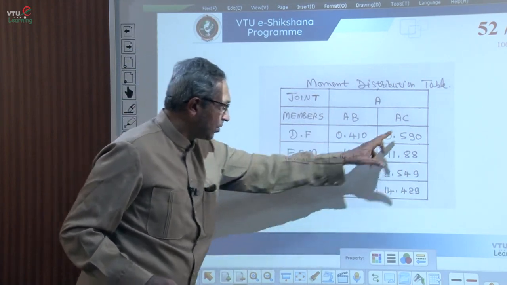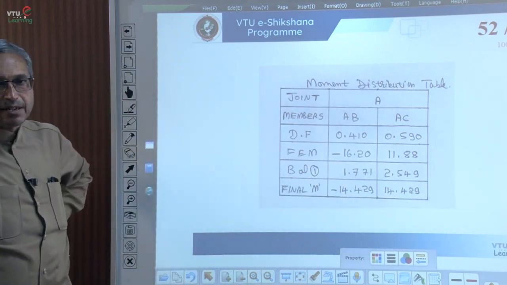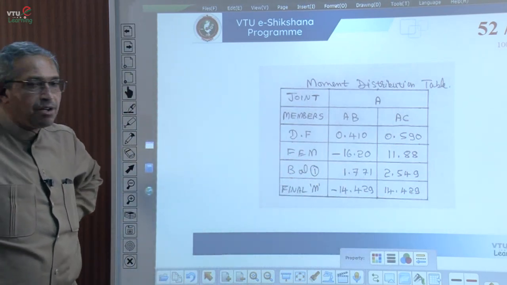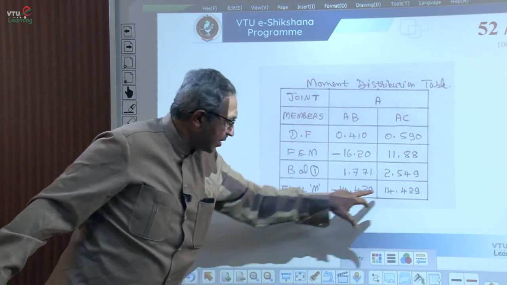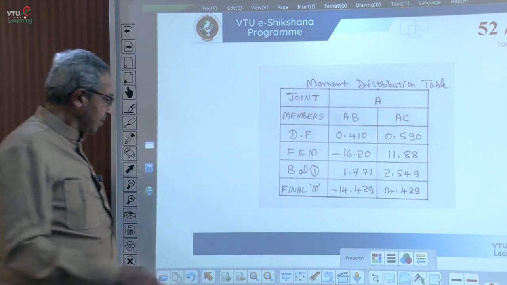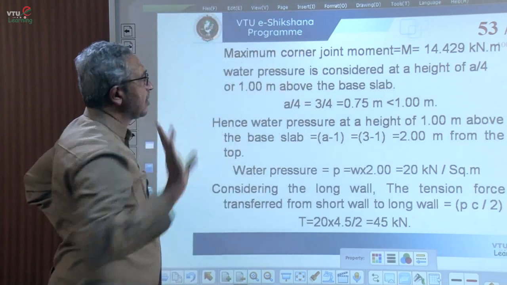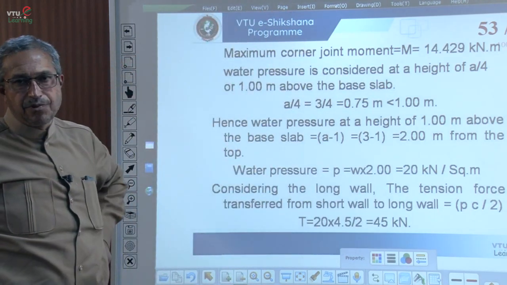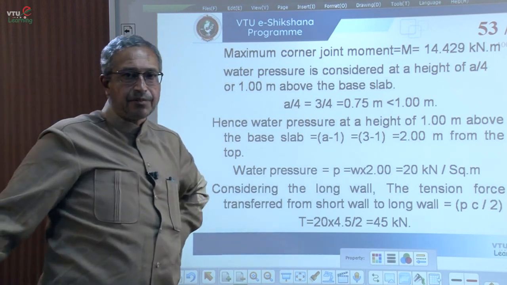And finally, the sum is the final joint moment obtained in the rectangular tank, that is 14.429 kilonewton meter. For this joint moment, we need to design the section. So, the maximum corner joint moment M obtained from the moment distribution is 14.429 kilonewton meter.